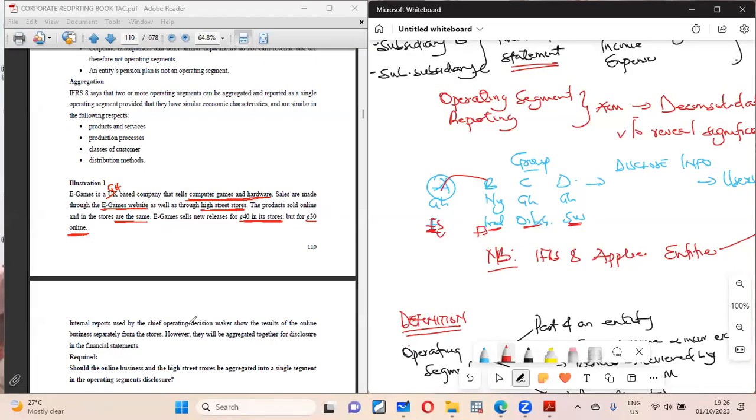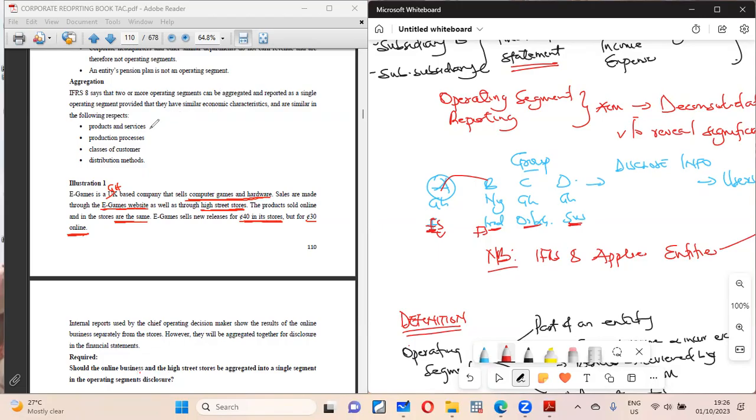Internal report used by the chief operating decision maker shows the result of the online business separately from the stores. However, they will be aggregated together for disclosure in the financial statement. Your job is, should the online business and the high street business be aggregated into a single operating segment? That is the question for you. On what basis do we say you can aggregate them together?